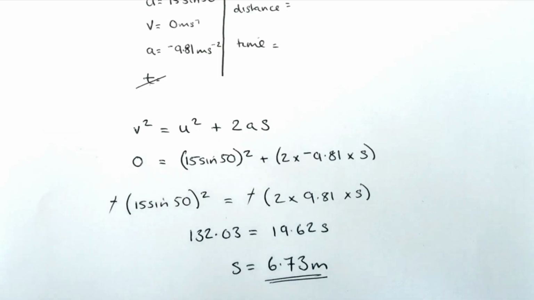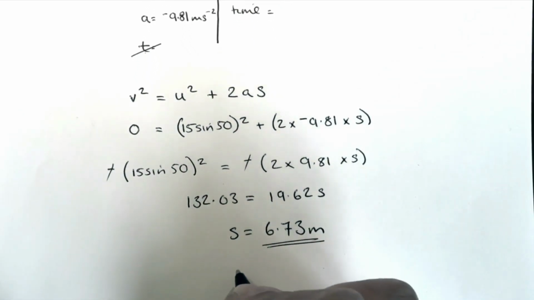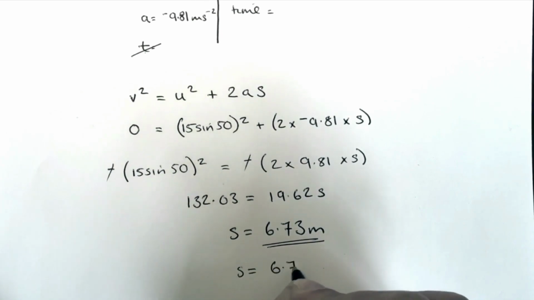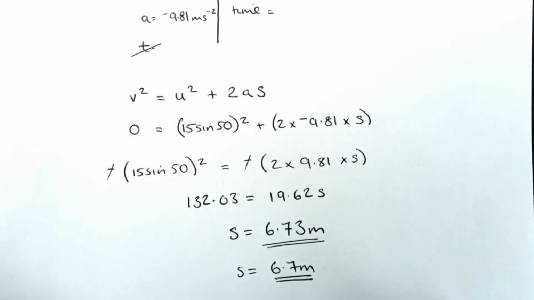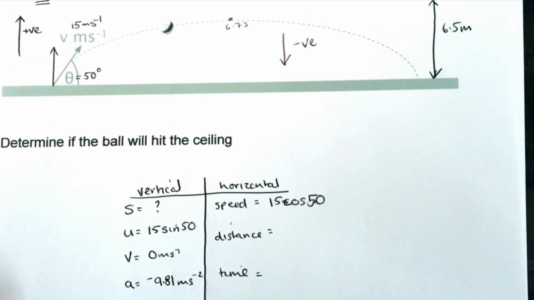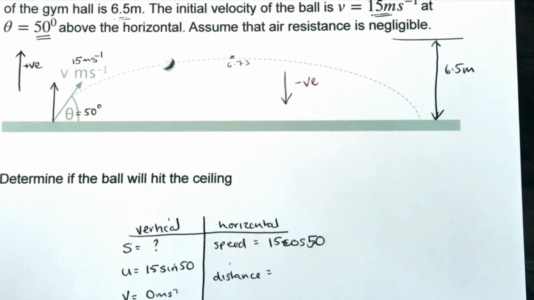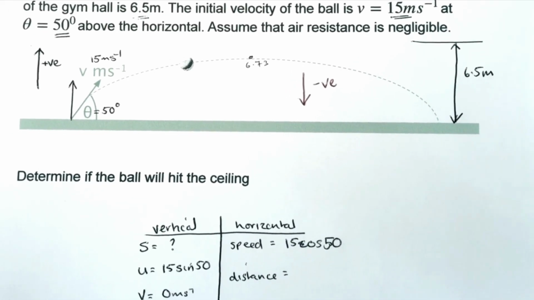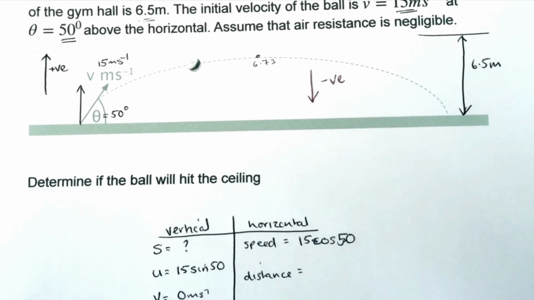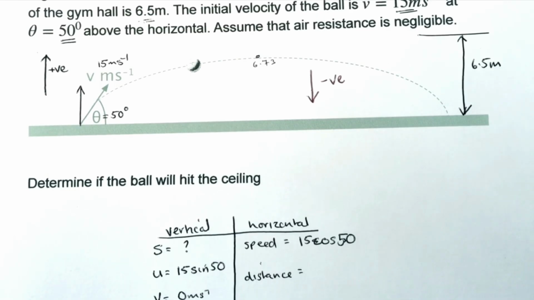You will notice that this answer is given to 3 significant figures, and all the data has been given to 2 significant figures. We have 15 meters per second, 50 degrees. So we want to shorten this down to 2 significant figures. So s equals 6.7 meters. The original question said, determine if the ball will hit the ceiling, and the ceiling was 6.5 meters high. So yes, the ball will hit the ceiling as its maximum height will be 6.7 meters high.